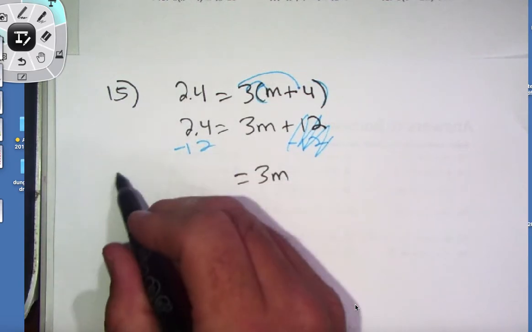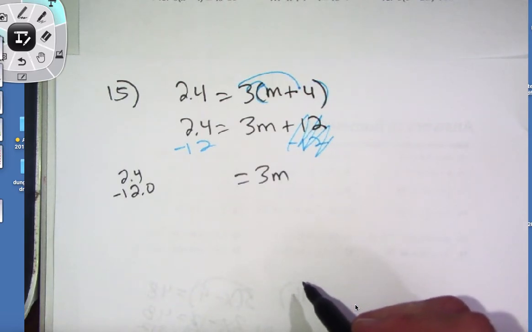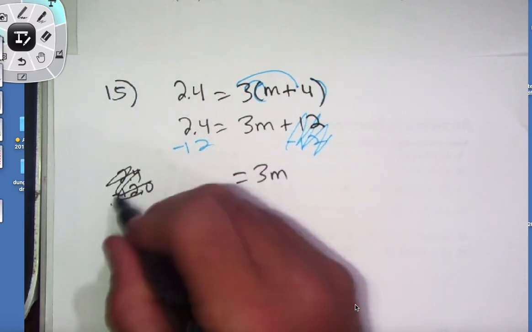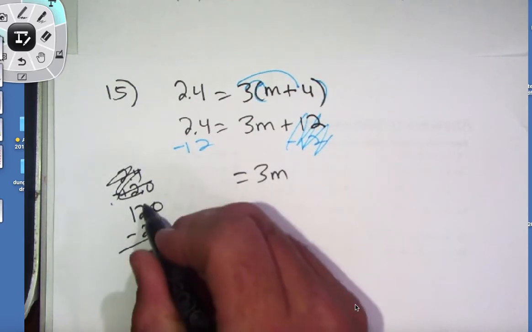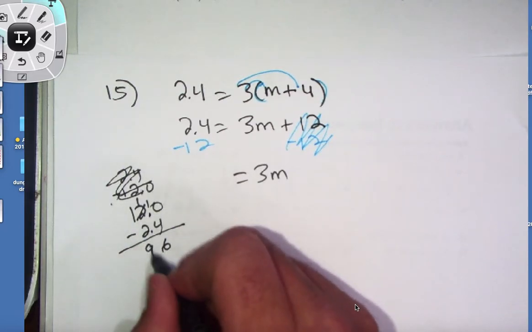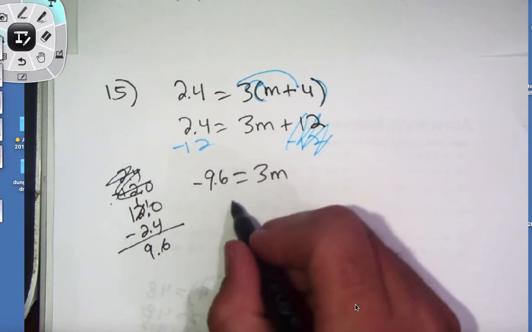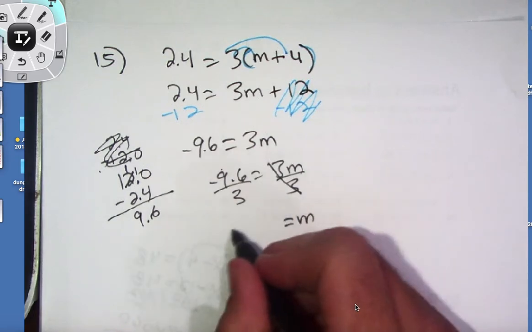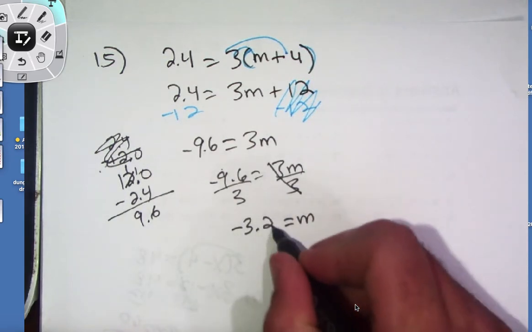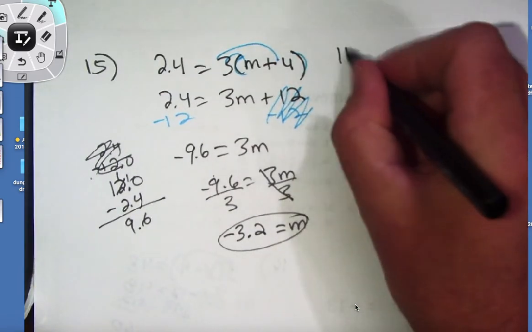But what is 2.4 take away 12 wholes? Well, we can flip it around and just do 12 minus 2.4. Get 9.6, but it's going to be negative 9.6. And then divide both sides by 3. And m equals negative 3.2, which I think, is that what it is? Yes, cool, got it. All right, number 16, 3 more to go.